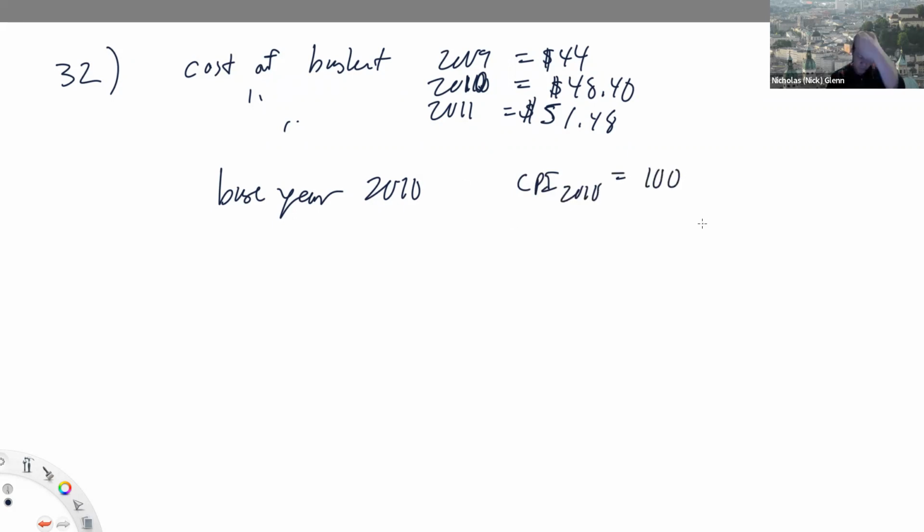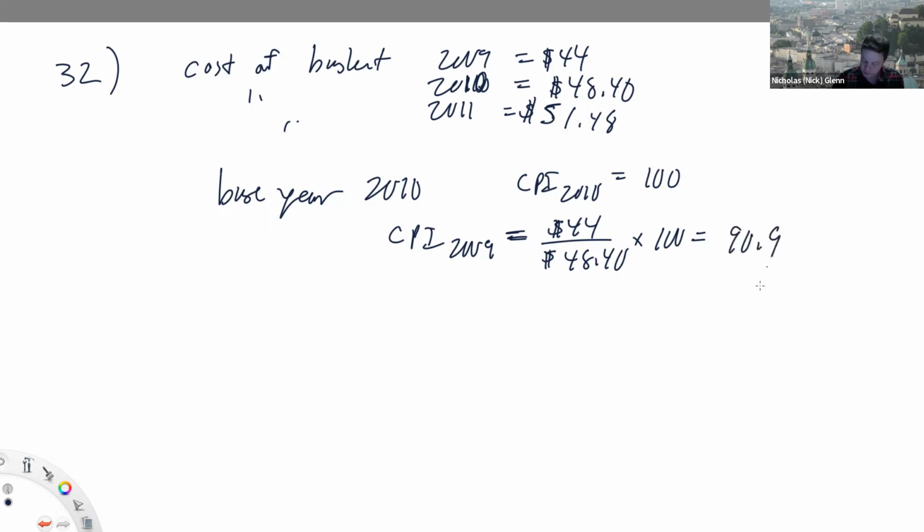Well, what's the CPI for 2009? Well, that's the cost of the basket, 44, divided by the base year. Now the base year is 48.40. Multiply that by 100. And what do you get? Well, you get 90.9. Okay. So the CPI now from 2009 is 90.9.